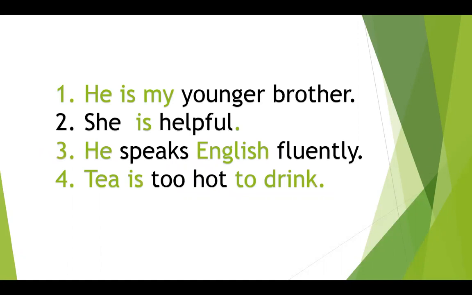Look at the example. He is my younger brother. So younger brother here I have highlighted as an adjective. It is a modifier. Younger is an adjective which is a modifier of brother. Now, she is helpful. She is pronoun here and helpful is adjective. So helpful modifies she. Third example, he speaks English fluently. Here, speaks is a verb and fluently is adverb. So, fluently tells how does he speak.